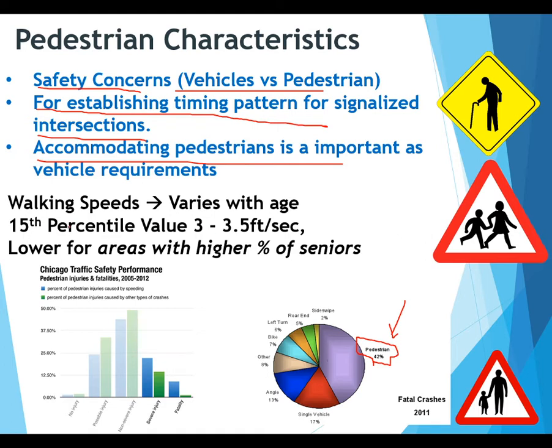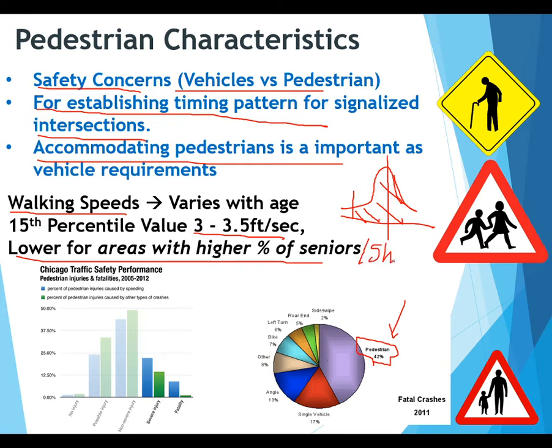So we use what we call the walking speed, and again we use the normal curve because we have different speeds. I'm going to show you the table in a second, starting from a little kid up to an old person. Most of the people are around the number in the middle, which is the 50th percentile. But when we design, we want to use a speed that's as low as we can so we can include everyone. So here we use the 15th percentile, which is about 3 to 3.5 feet per second, and it's always lower for areas with a high number of seniors or schools.